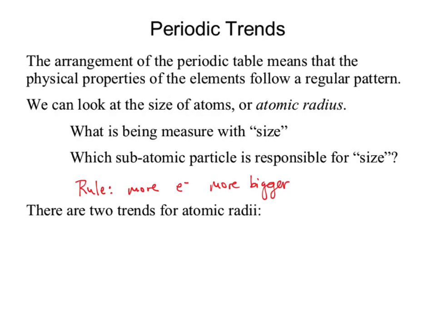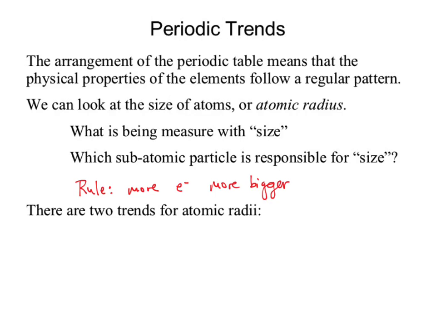I now want to take a look at sodium. The symbol for sodium is Na. How many electrons does it have? 11. And I'm going to compare sodium to argon. How many electrons does argon have? 18. According to our rule, which one's bigger? Argon. Guess what? Sodium's bigger.